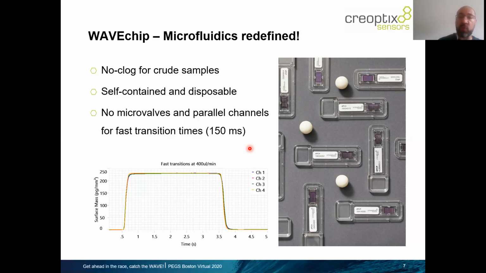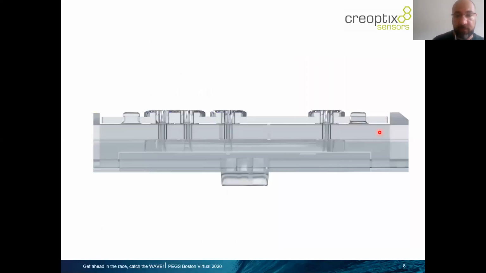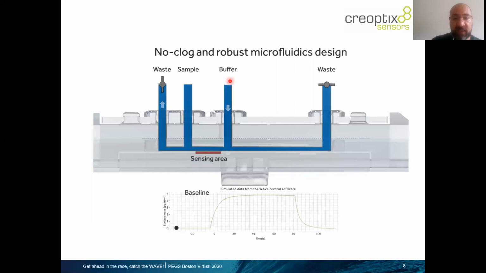So here I'm going to show you now a video, which is a cross section of the sensor chip, showing you how we can achieve this fast transition time. So at the baseline, we will be drawing buffer from the buffer inlet, and this is what I'm going to show you here now. So the buffer inlet here, this is the baseline drawn here and then exiting here, and then the sample preparation will bring the sample as close as possible to the sensing area.